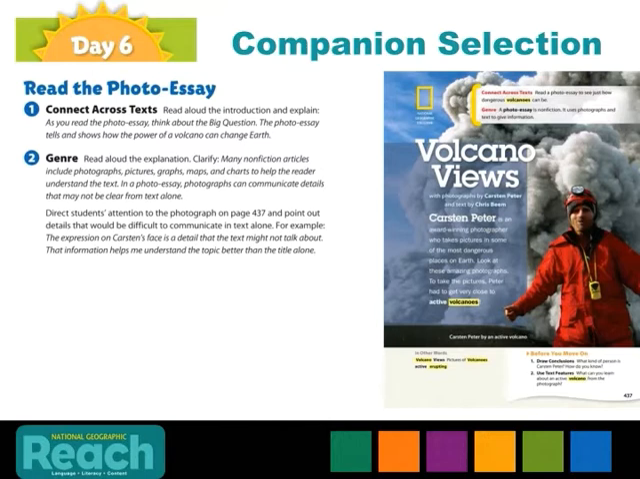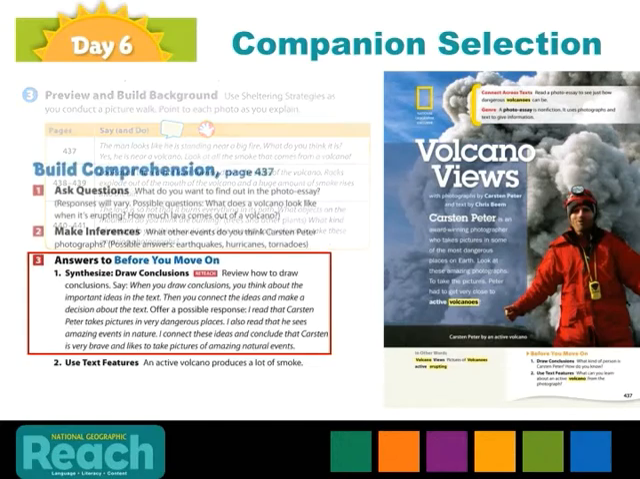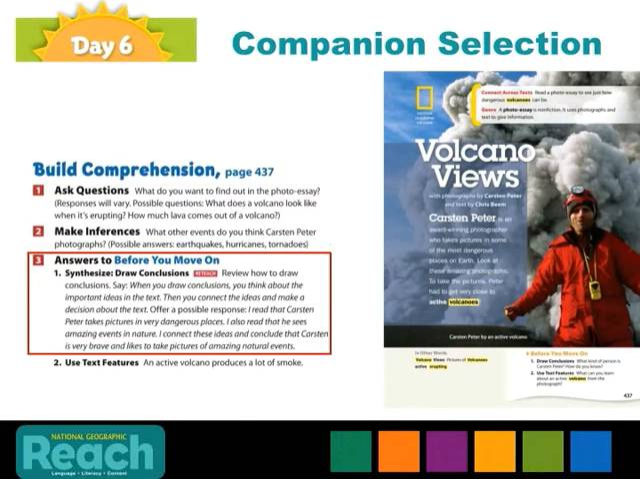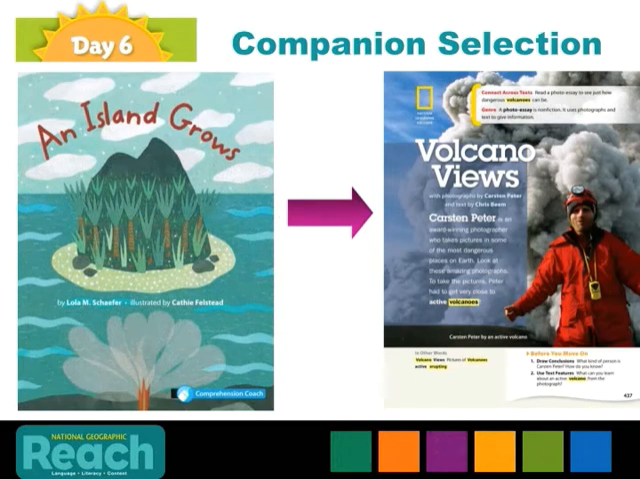Day 6 is the beginning of the companion selection instruction, but this time we begin by connecting the text we are about to read to the text we've already read in the main selection. Then we introduce the genre and preview and build background just like we did with the main selection. And as you read, scaffolded instruction for building comprehension is provided again. Notice that this time, however, we are reteaching and applying the reading strategy. Students will also reread the main selection and compare it to the companion selection.